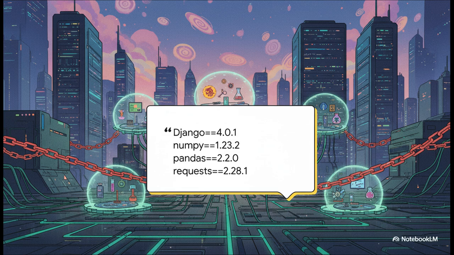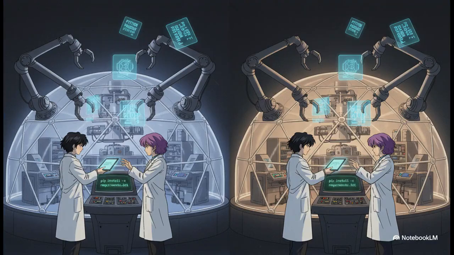This little text file is the golden ticket. It's the perfect recipe for your project. And this is what closes the loop. Your collaborator gets your code, they get that requirements.txt file, they create their own fresh virtual environment, and then they run this one single command. Pip just reads the file and installs the exact same packages with the exact same versions. And just like that, you've achieved perfect reproducibility.